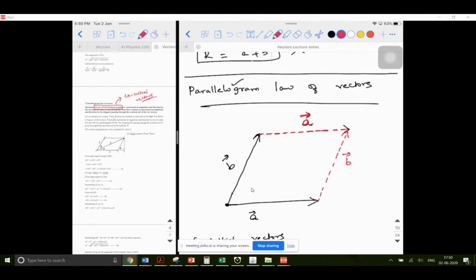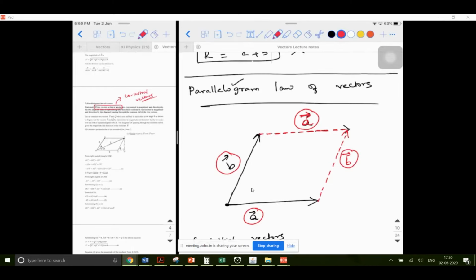Yesterday I gave you the mathematical condition. Do you remember? If two vectors are of equal magnitude and in the same direction, you can write them as equal. So if this is A vector, the equal vector to it is also A vector. If this is B vector, the equal vector to it is also B vector.